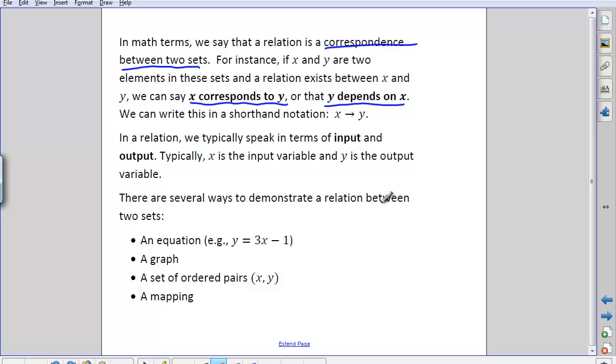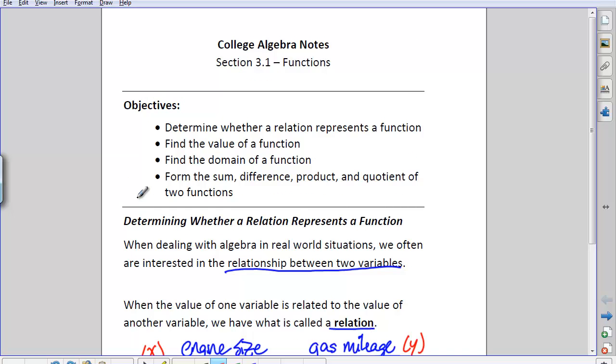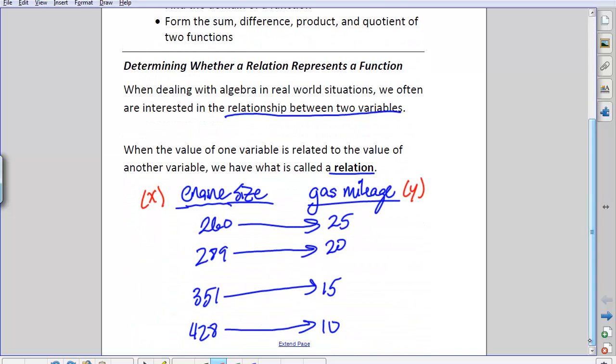We also could speak in terms of input and output. So going back here again to this example, we could say that x is our input, y is our output.